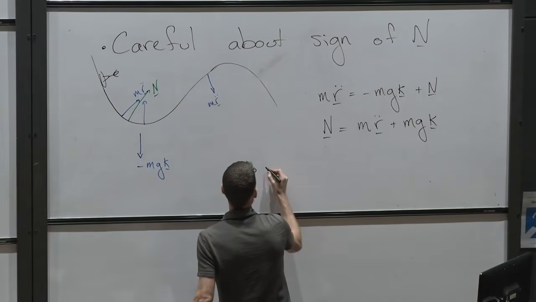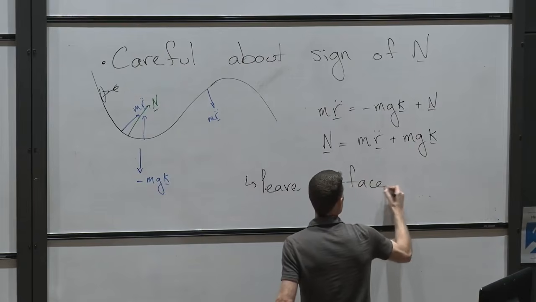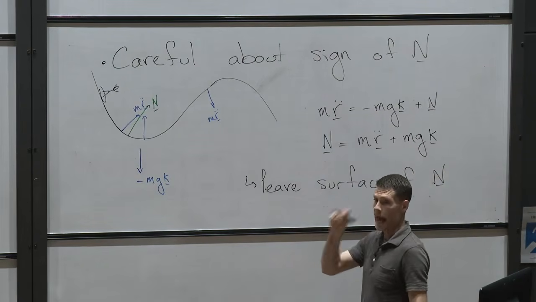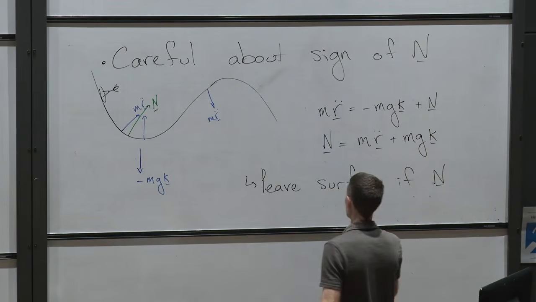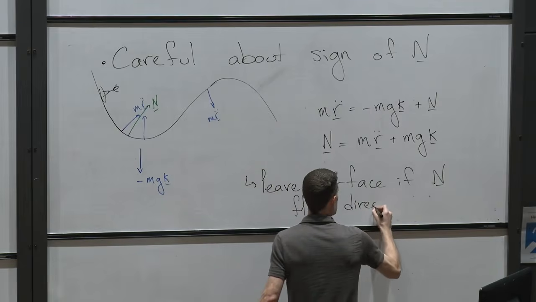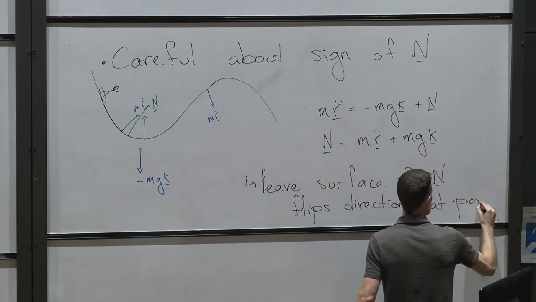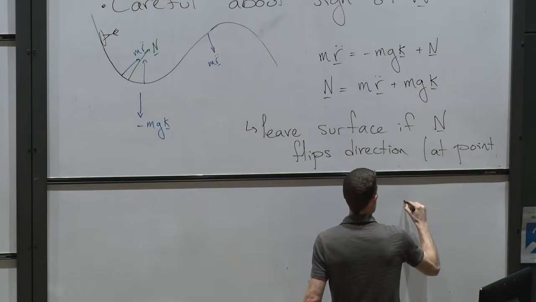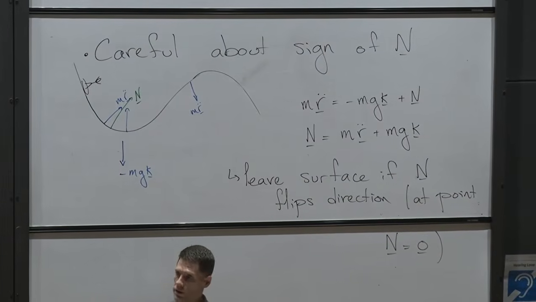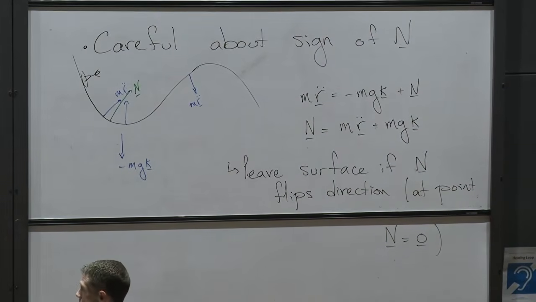So you leave the surface if N, actually you leave the surface at the point N equals 0. But unless there's some property of the surface that can hold you to it, that's the condition for jumping.